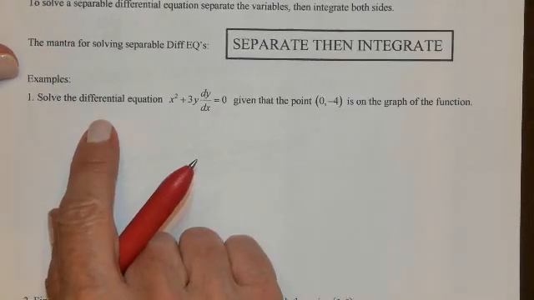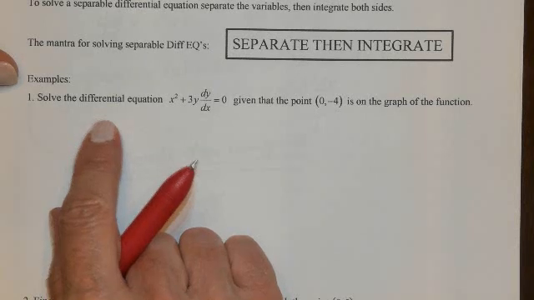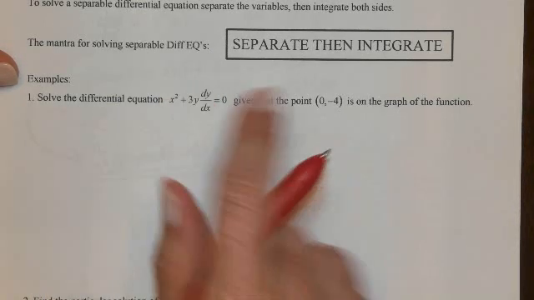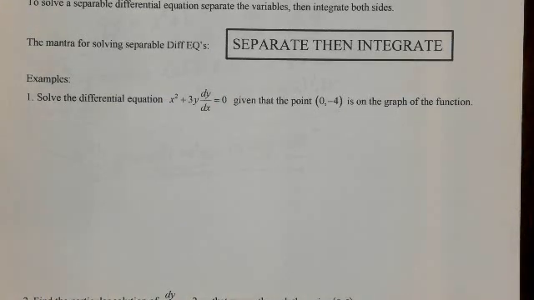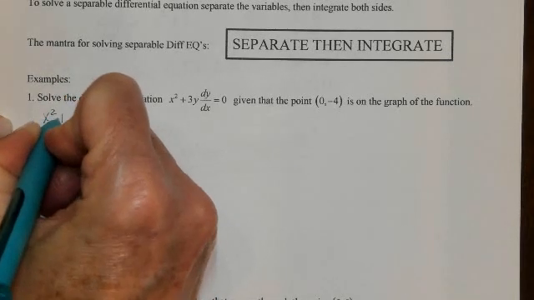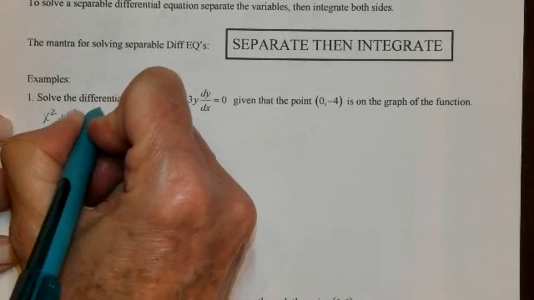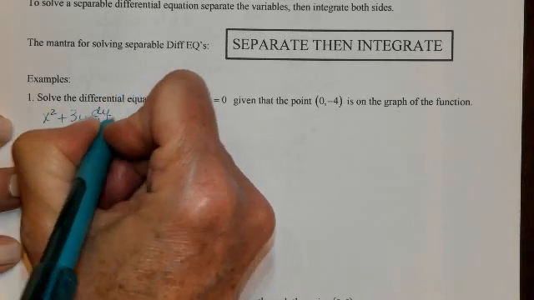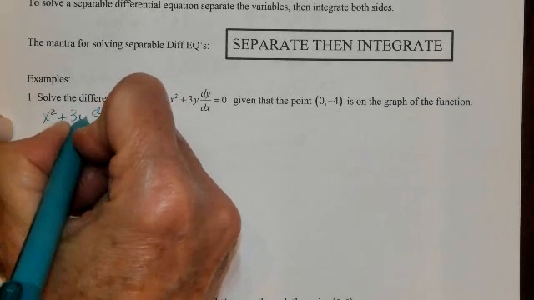So let's take a look at this first example. Our first example is this. Let me get a pen here. We have x squared plus 3y dy dx is equal to 0.